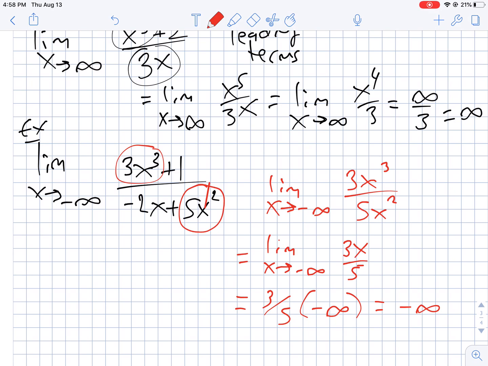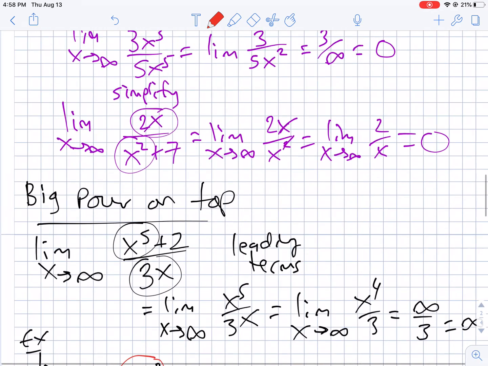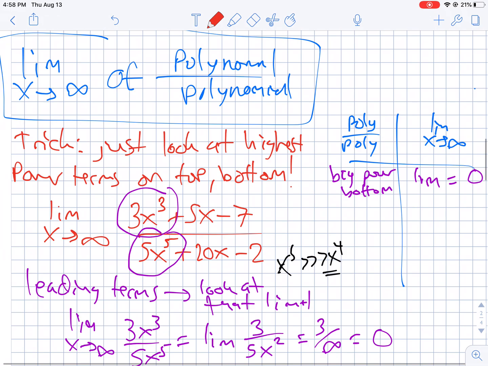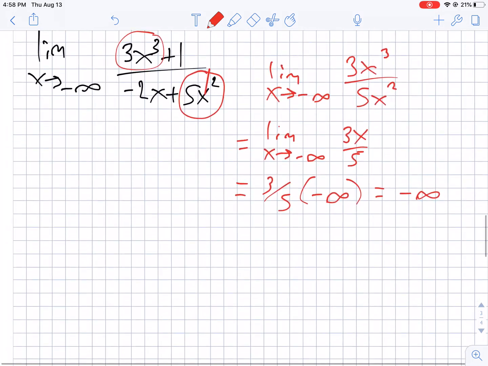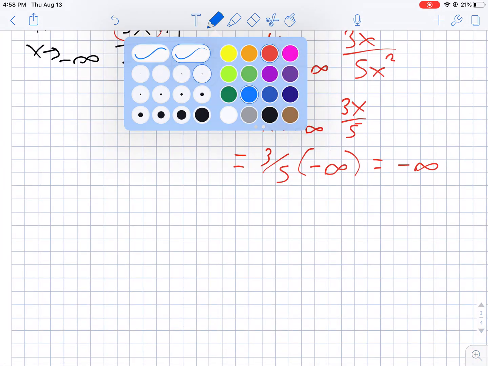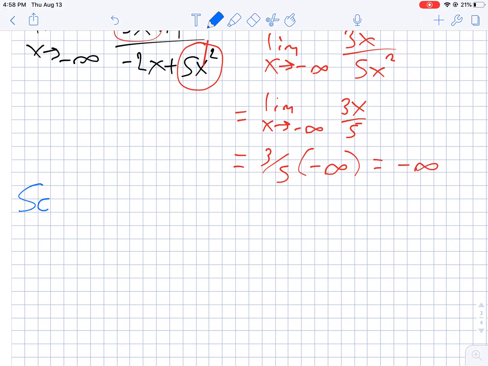Okay, so as long as we have the bigger power on top, we get infinity or negative infinity, and it's going to depend on what the leading terms are, what their signs are, whether you're going to positive or negative infinity. But it's safe to say that if you have the big power on the top, that limit is either going to be plus or minus infinity, and you're going to have to do some analysis of the leading terms to figure that out. Now, of course, all the cool kids in the class are saying, well, what if we have the same power terms? And we're going to develop a cool shortcut here.